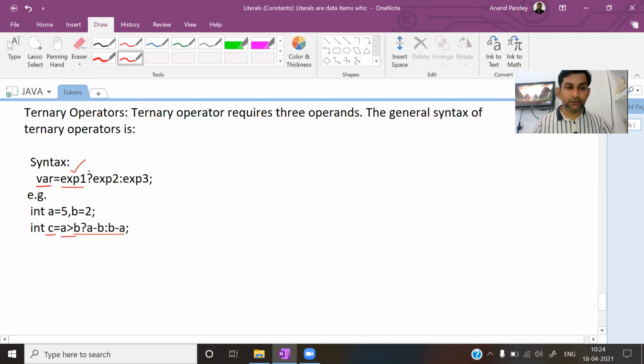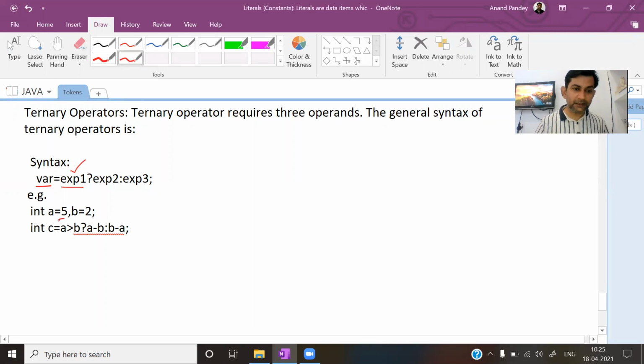Expression 1 will always be a condition, whose result will be true or false. So expression 1 will always be a condition. Okay. And if the result of this condition is true, then whatever we have written after the question mark will be evaluated. And if this condition is false, then whatever we have written after the colon will be evaluated, executed.